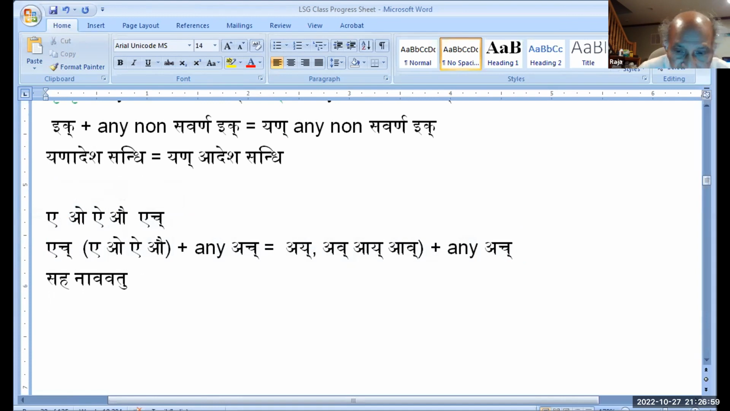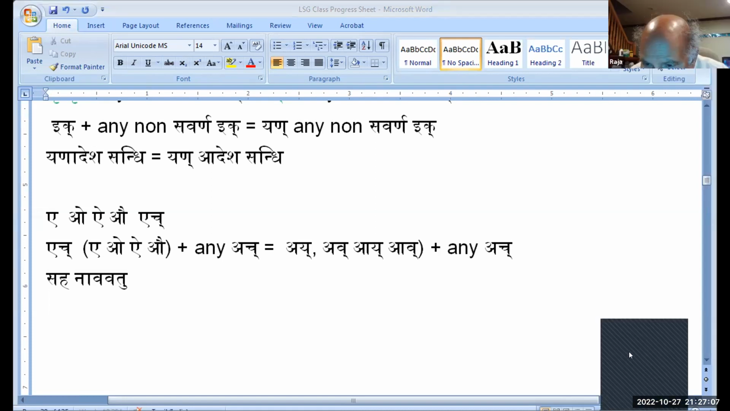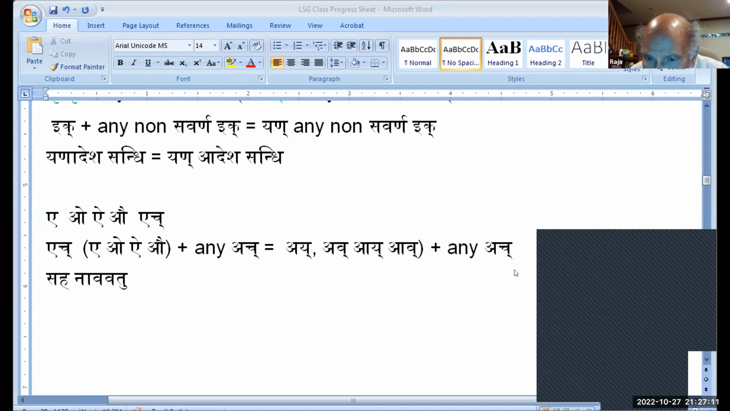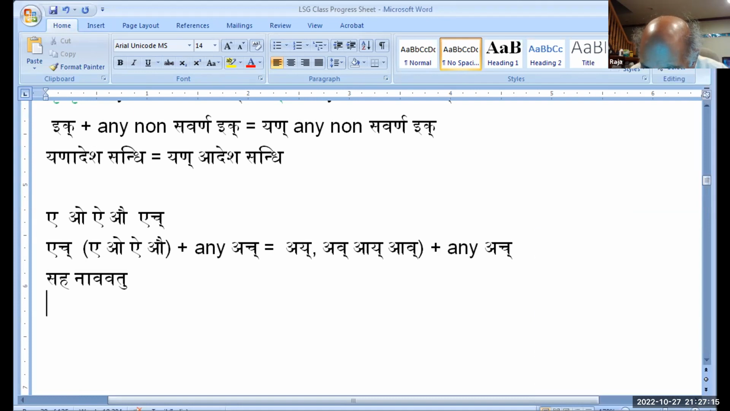What language is this? Okay, that was Tamil. Okay, sorry.